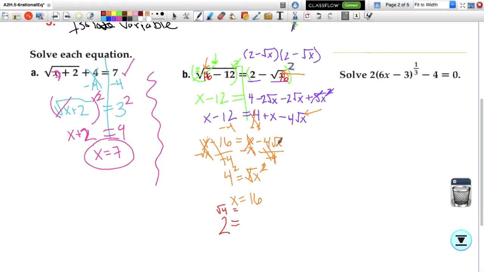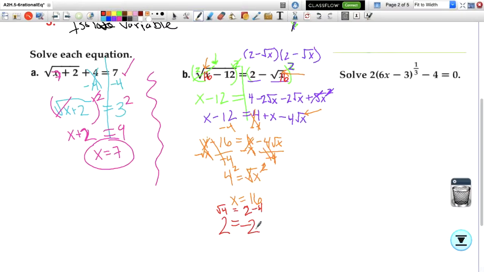Over here, I'm going to plug in a 16 also. So my first step is actually to do square root of 16 and then do 2 minus that. So the square root of 16 is 4. So I'm left with 2 minus 4. And 2 minus 4 equals negative 2.